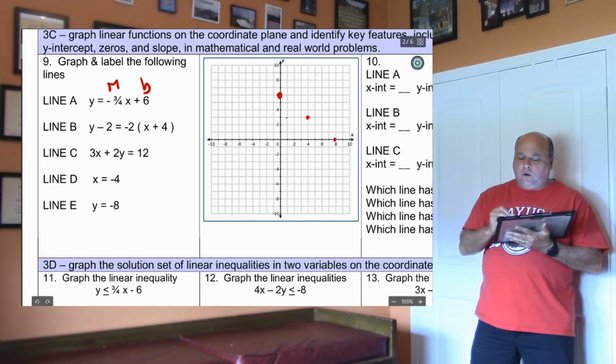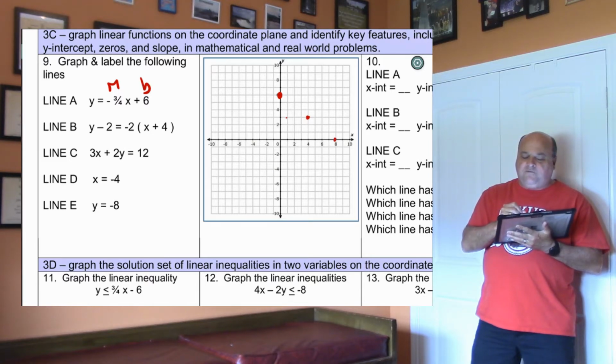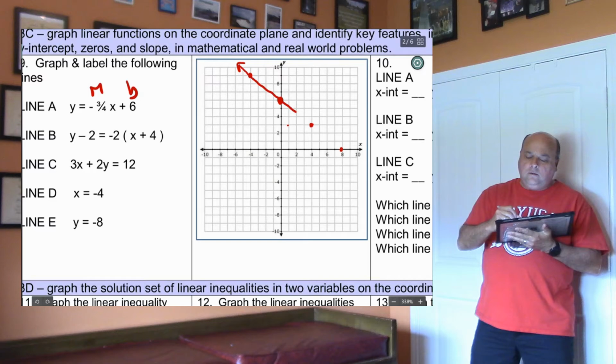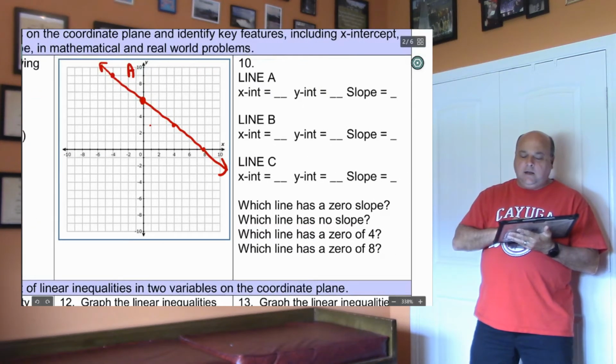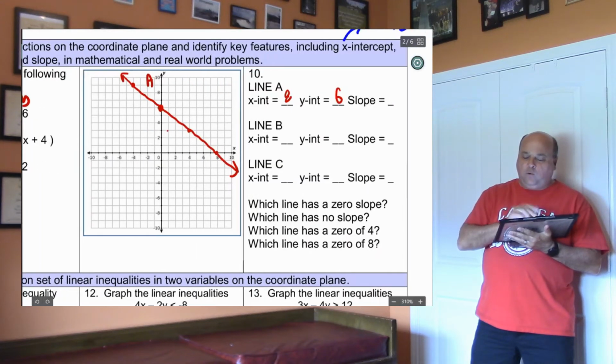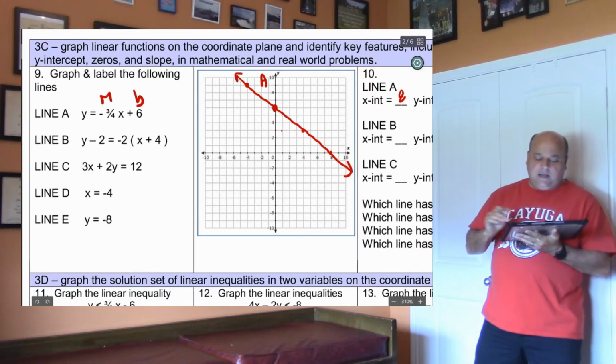Down 3, over 4, and then I can go up 3, left 4, can't I? 1, 2, 3, let me zoom in here. 1, 2, 3, 4. This is going to be line A. Okay, let's go to the right. Line A, the x-intercept is 8, the y-intercept is 6, and the slope is negative 3/4. Piece of cake. Let's go to line B.